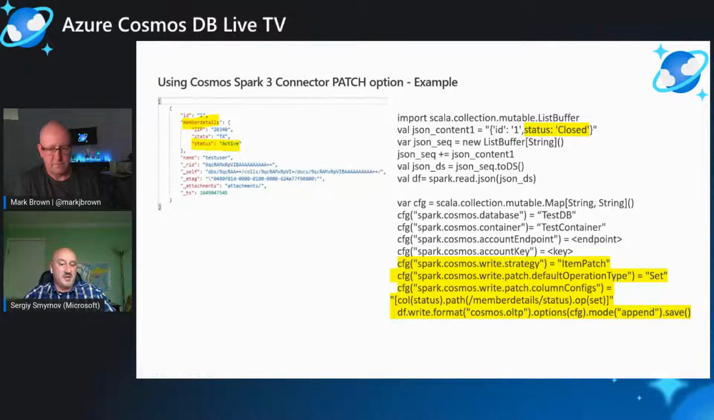And a quick example of the patch operation: let's say you have a document sample with member details with status active. If you want to scan all the documents and replace status with closed, you would define your JSON content, and that document is partitioned by ID. That's why I only have ID. I did not specify a partition key. But ID and status closed, and then I would use write strategy ItemPatch, default operation type set, and then in the column configs, I would define column status, path member detail status, operation set, and then I'll do write. And this will effectively patch the document with a change in status.